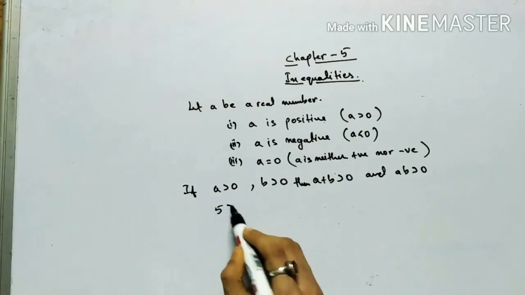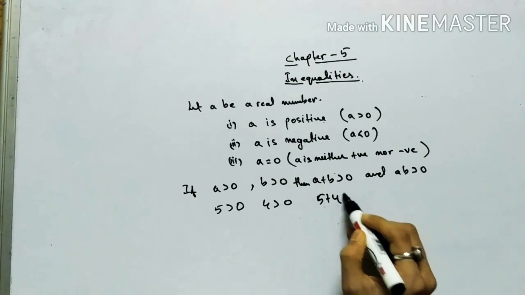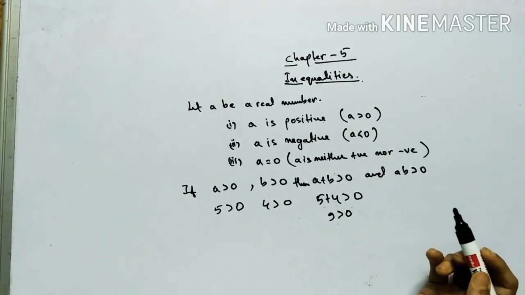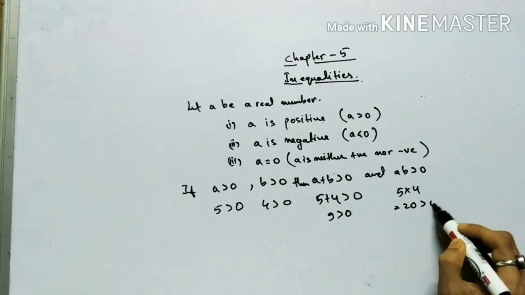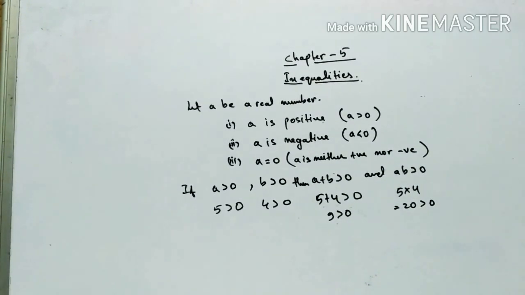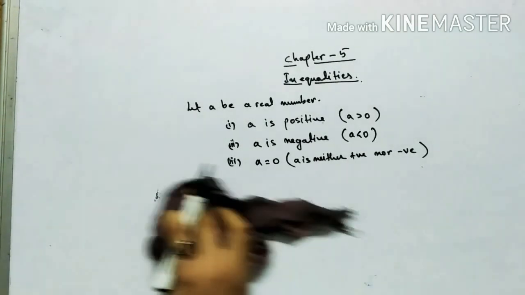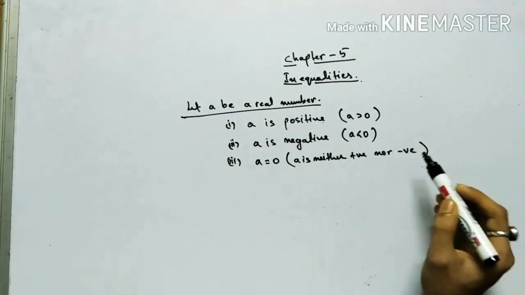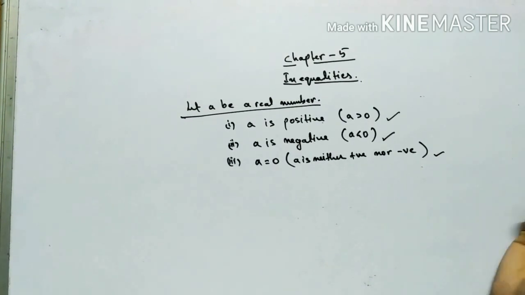Of course, you see 5 is greater than 0, 4 is greater than 0, then 5 plus 4 will be greater than 0. 5 plus 4 is 9, it is always greater than 0. And again 5 into 4, if you do, it is 20, which is also greater than 0. So this is saying that if A is a real number, then either A is positive or A is negative or A is equal to 0.